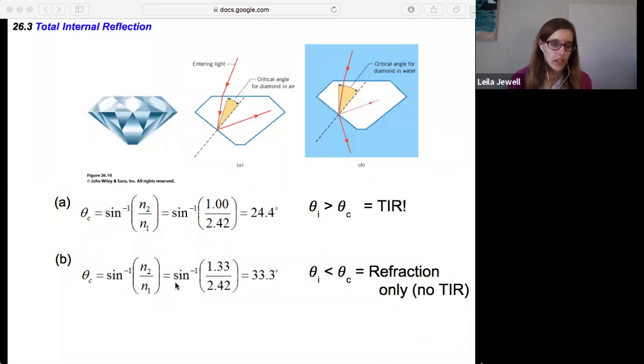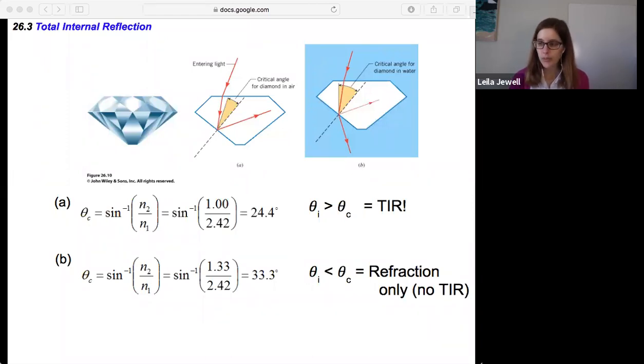If instead we're in water, that changes our n2 to 1.33, and thus our critical angle becomes much larger, 33.3 degrees. In this case, our incident angle of light of 28 degrees, which hasn't changed, is less than the critical angle. And so we're only going to have refraction here. There still will be a small amount of reflection as before, but we aren't going to have total internal reflection as we did in case A.